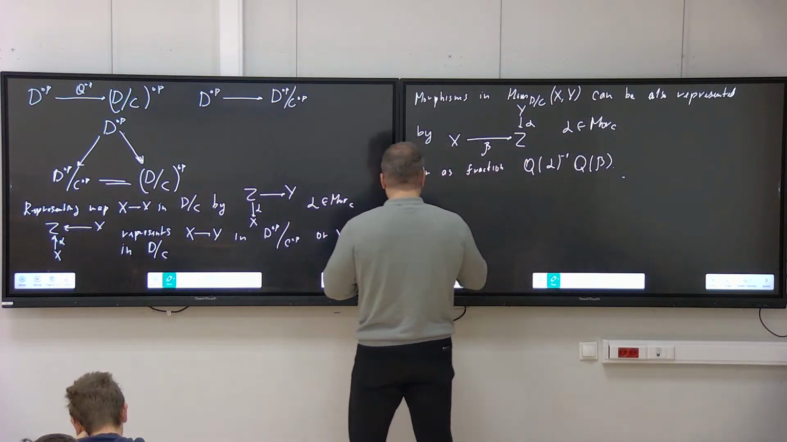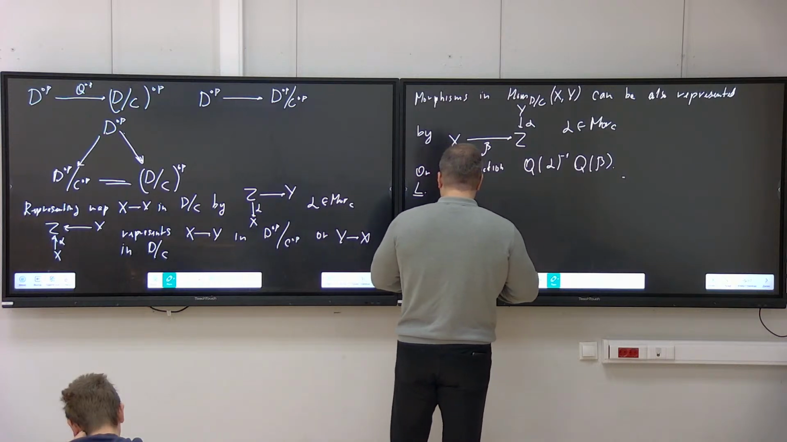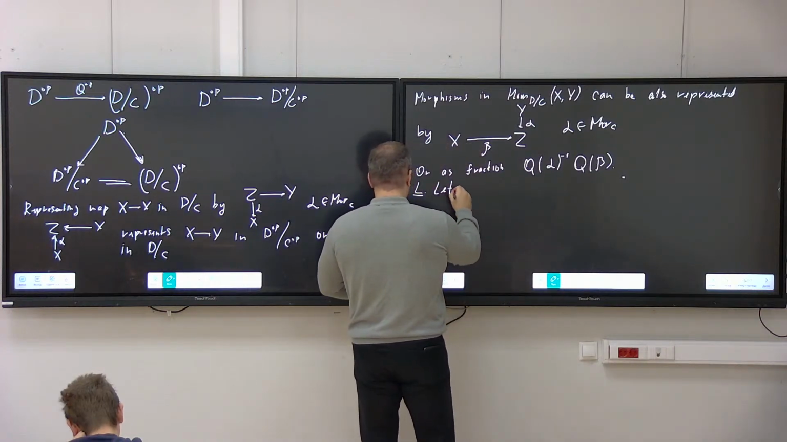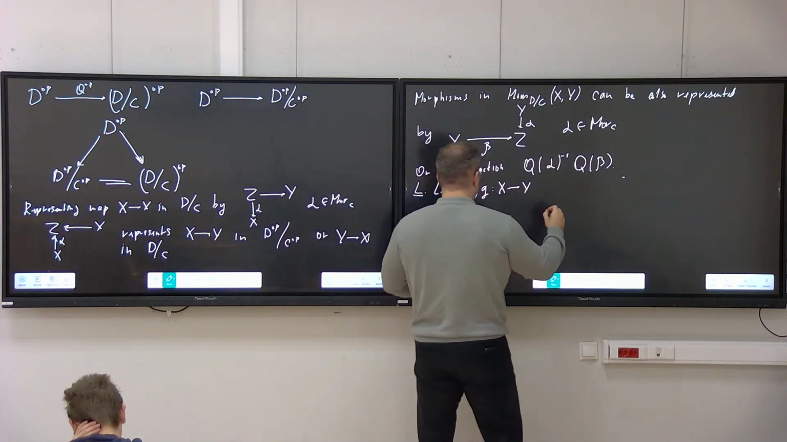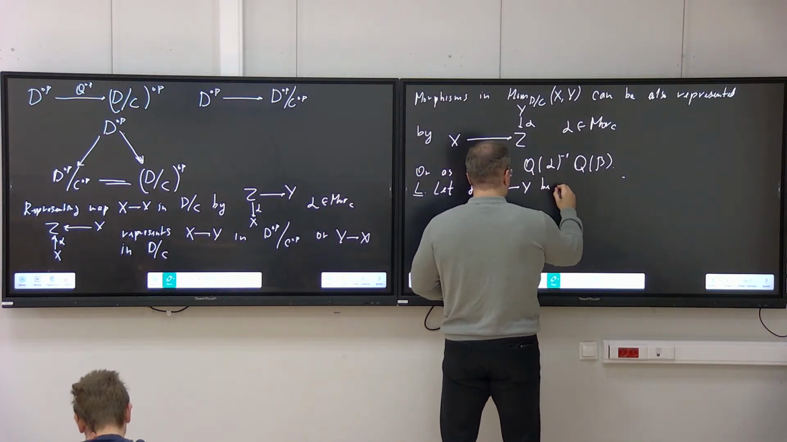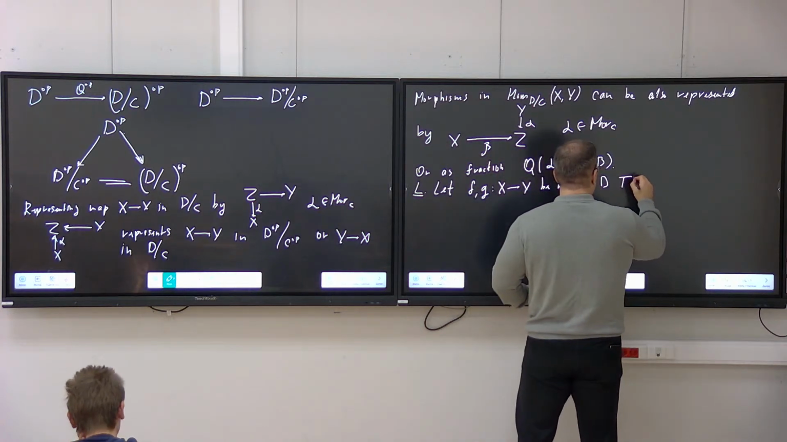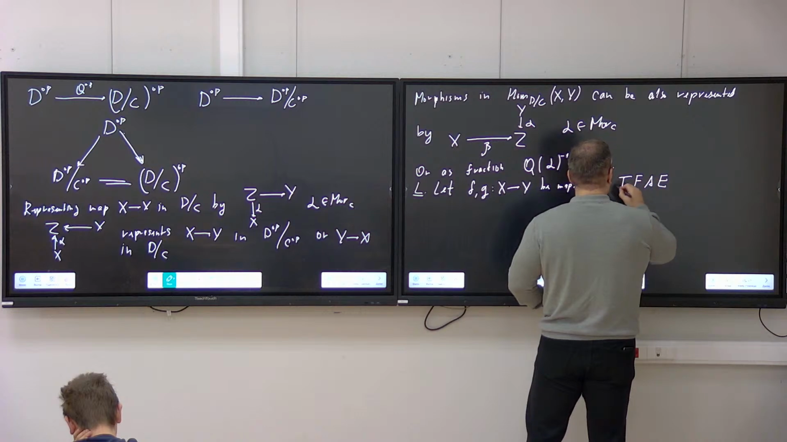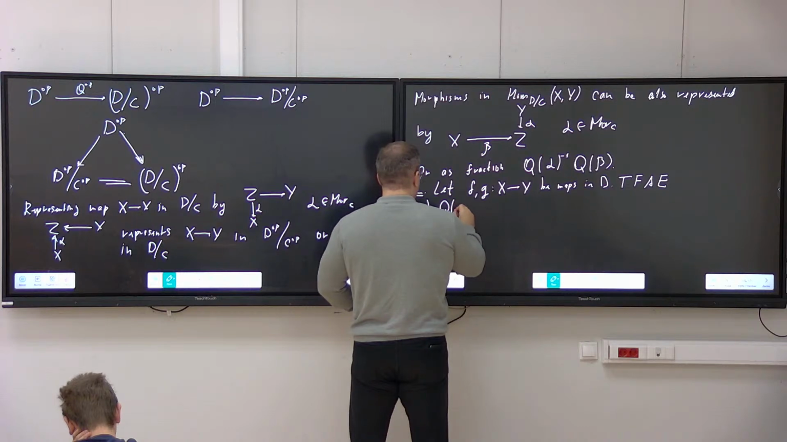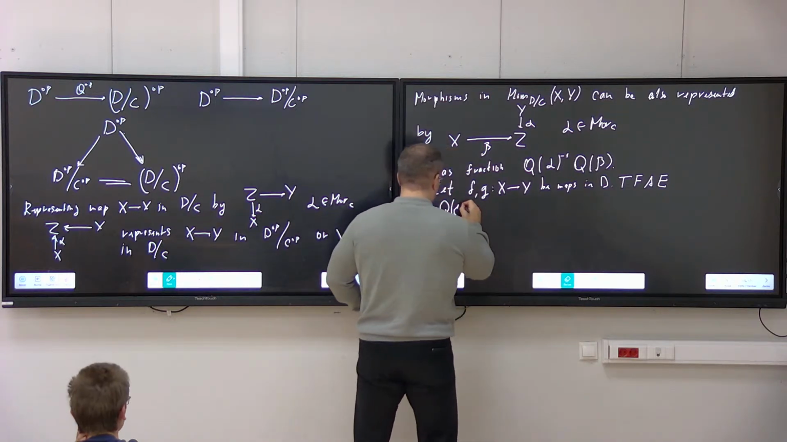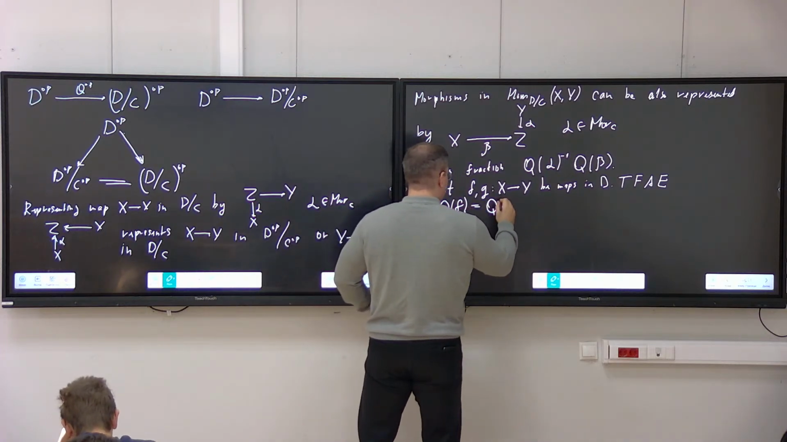Okay. Another lemma. Quite useful, and we're going to use this a lot later. So let F and G be two maps in the category D. Then the following are equivalent. Three conditions. The first condition is that after localization, they give the same map.